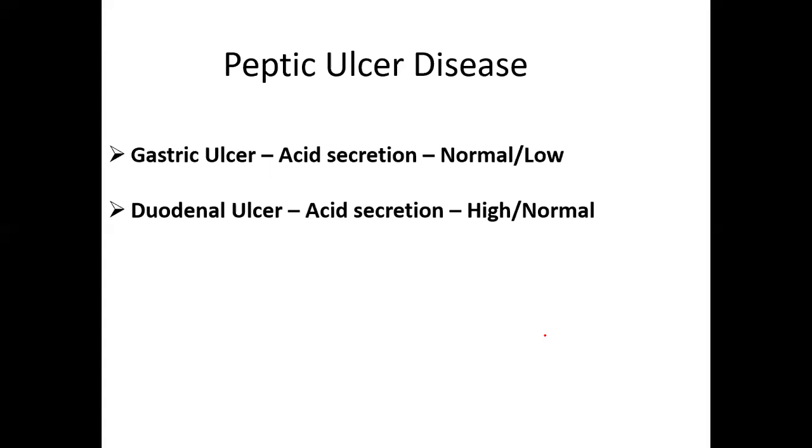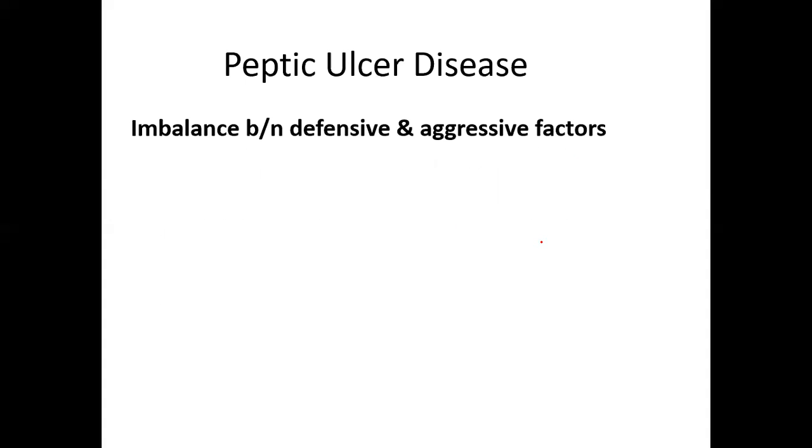Now, talking about the pathophysiology, in gastric ulcer, it is suggested that acid secretion is either normal or on the lower side, whereas in duodenal ulcer, the acid secretion is either high or normal. So then, if it is normal, why do only a few selected people have peptic ulcer? We would try to solve this aspect, and then we would be able to get a better insight into the drugs that act for peptic ulcer disease.